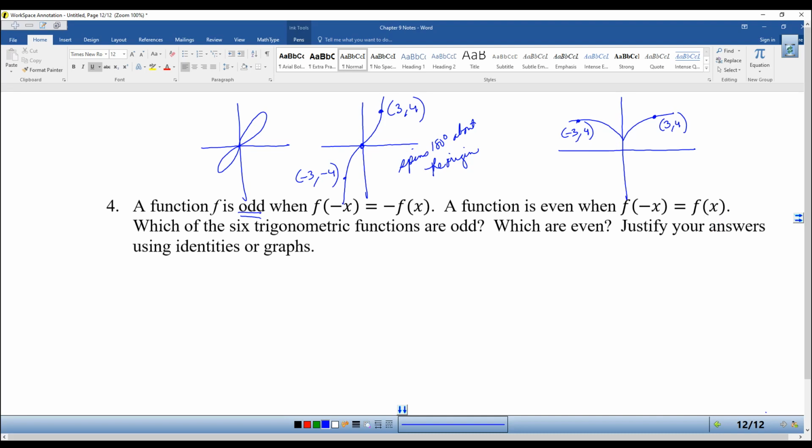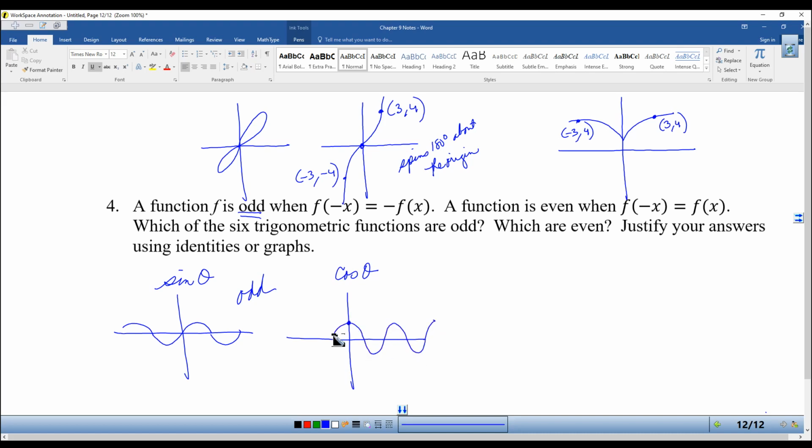So when it talks about the 6 trig functions, I personally like to think of them graphically. Sine goes like this. And then it keeps going, but it's hard to keep drawing. So sine is definitely odd. Cosine starts at 1, goes back up to 1, and then on the other side, do you see it? It's like a book. It's even.